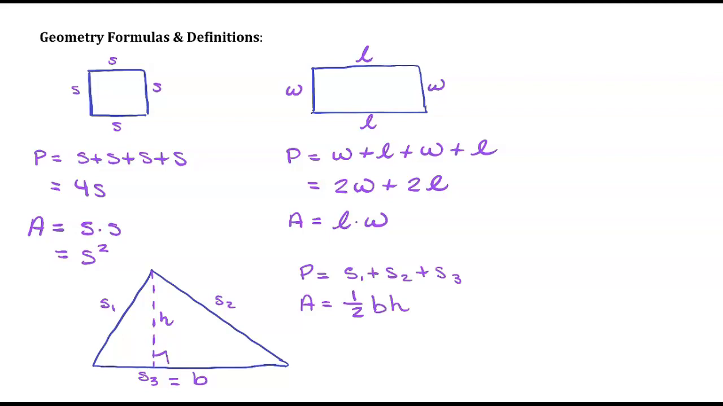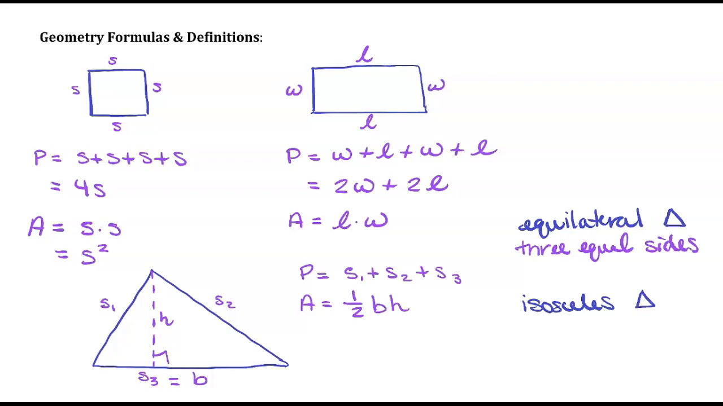There's 2 types of special triangles that we may run into: an equilateral triangle and an isosceles triangle. With an equilateral triangle, we have 3 equal sides. With an isosceles triangle, we have at least 2 equal sides. So if you run into an example that mentions an equilateral triangle or an isosceles triangle, make sure that you label 2 or 3 sides with the same length appropriately.